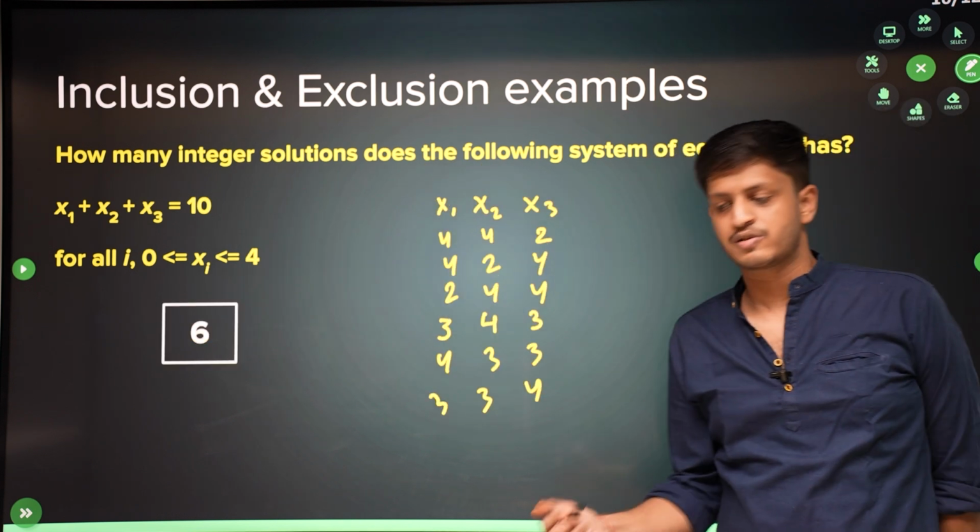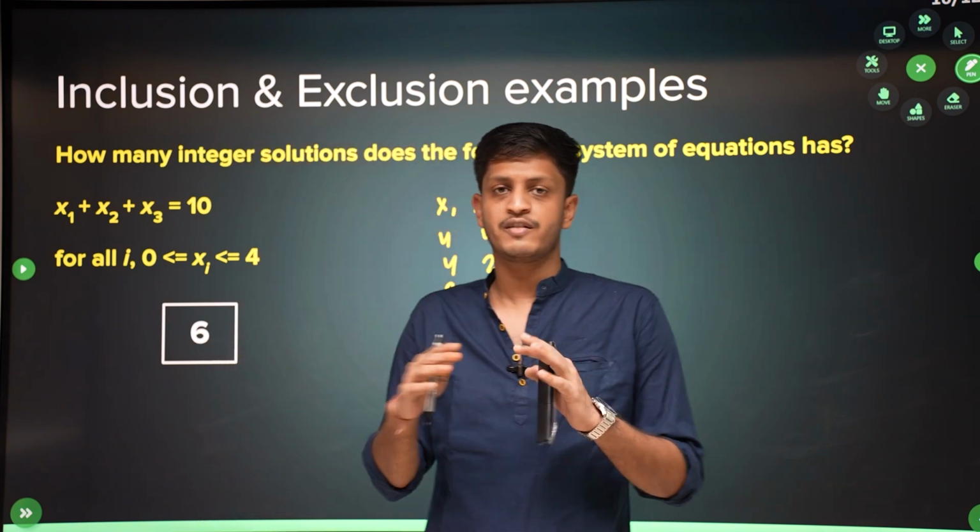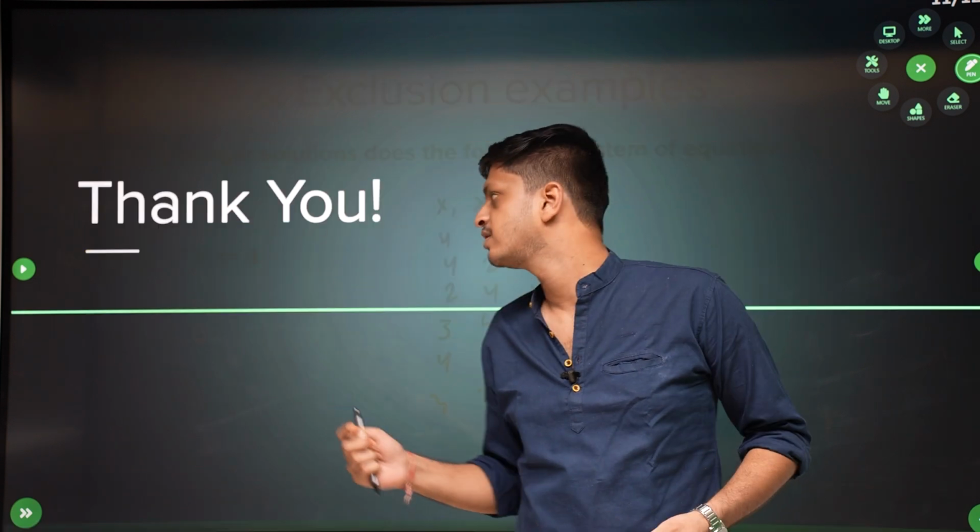This is how inclusion and exclusion works with combinatorial repetition. I told you there as well, to solve a generic question, you need inclusion and exclusion.